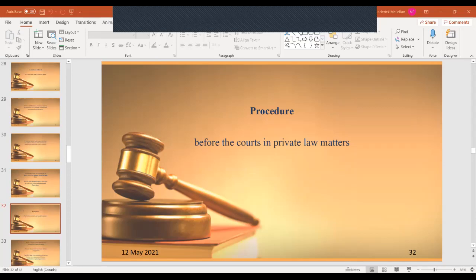Okay, so procedure before courts in private law. Private law matters are civil law matters, torts and contracts, whatever. Private law is just another term for civil law, but not to be confused with the civil law of Quebec. And I apologize for those terms crossing over, but they do.